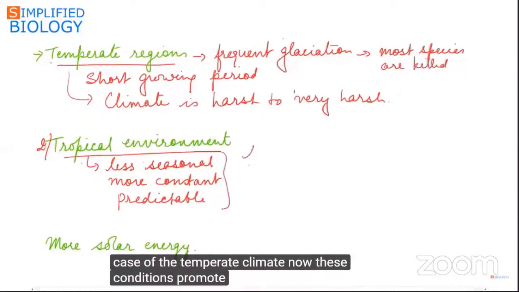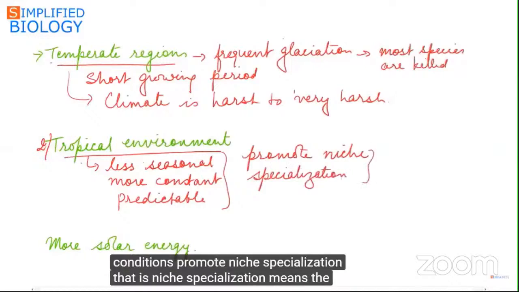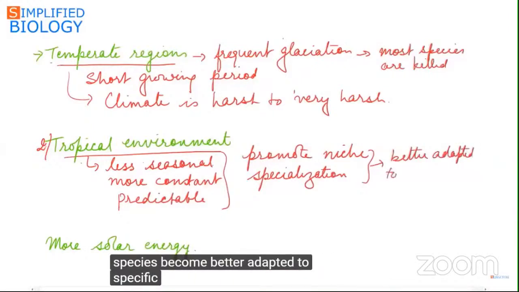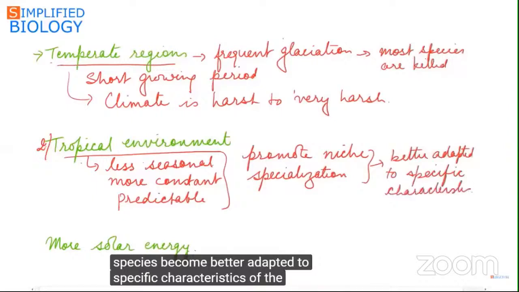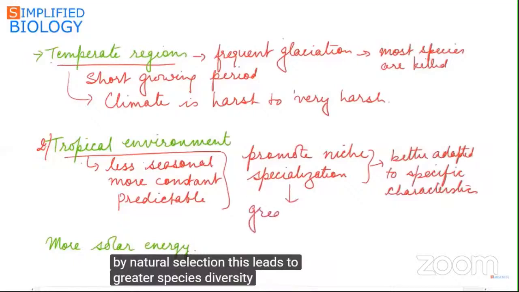Now, these conditions promote niche specialization, that is, niche specialization means the species become better adapted to specific characteristics of the habitat by natural selection. This leads to greater species diversity.